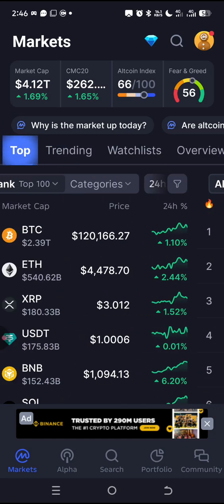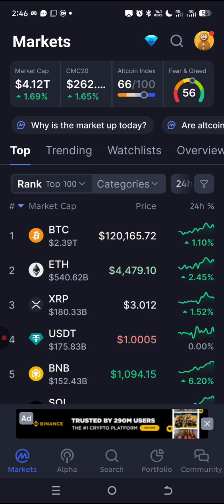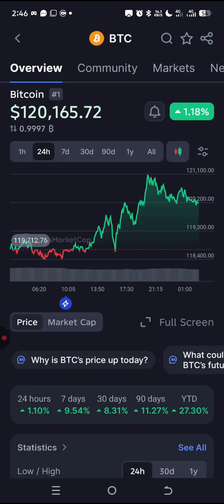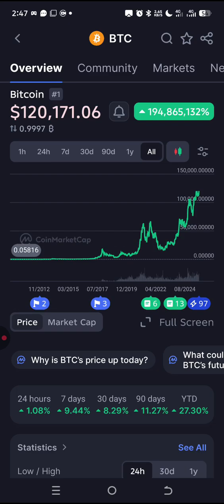When you come to the top coins, you can easily click on BTC, for example, and it gives you a chart of how BTC has been performing all time. All time means how many percent has BTC done since it came into existence. Look at that. BTC has done 194 million percent. My God, 194 million percent. This is massive, ladies and gentlemen.